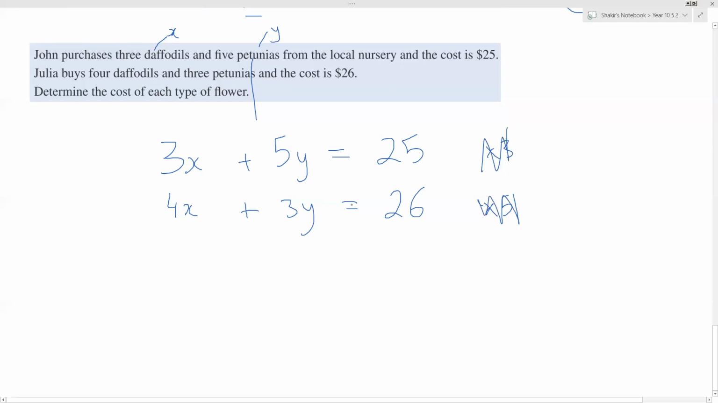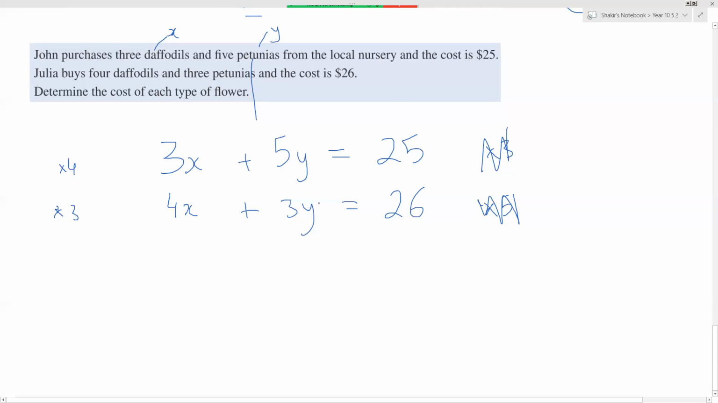You can use anything you want. It doesn't really matter. Another thing you can do is make the coefficient of the x's the same. So what's the least common multiple of 3 and 4? 12. So if I multiply the top by 4, I will get 12x. If I multiply the bottom by 3, I will get 12x. And you can do that as well and subtract, and the x's will disappear. Okay, so you can do either.